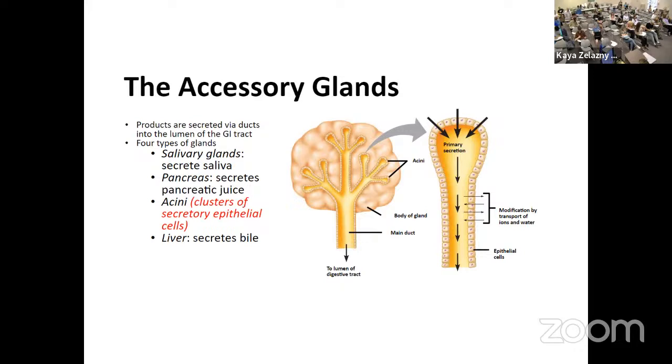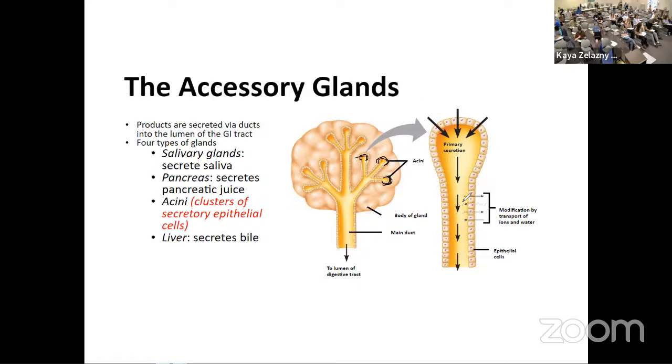Okay. So we're going to have 4 types. So we have salivary glands that secrete saliva. We have the pancreas secreting pancreatic juice. We have acini. So those aren't going to be a separate organ. Acini refers to the fact that in a bunch of glands, we have these little bubble looking structures. So the acini are those. They're clusters of secretory cells made of epithelium. Okay. And then we have the liver, which secretes the bile.